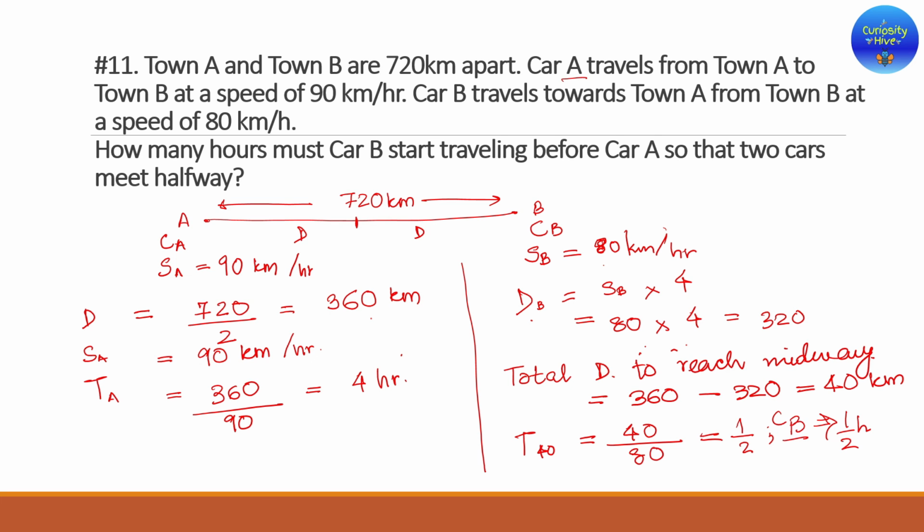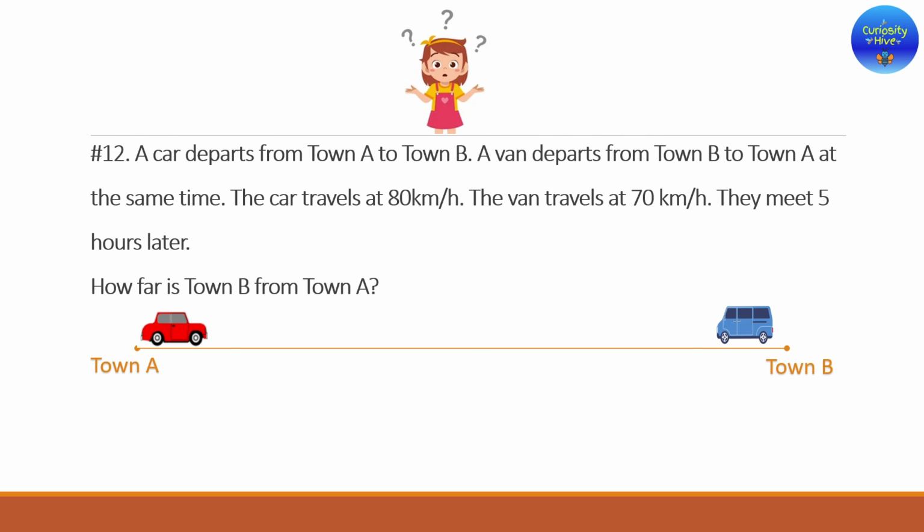So that means car B should travel half an hour before car A. It should start at this time so that they meet midway here at the same time. So this is our answer. Well, there's a little twist to it, but very interesting to solve this. Now with this learning, I'll leave you with the next question. Read this and then try to solve this. Now here we are finding out what is the distance between the two towns, and we have the speed of both of these vehicles. So read this, solve the answer, and then match it with the answer given in the description box.